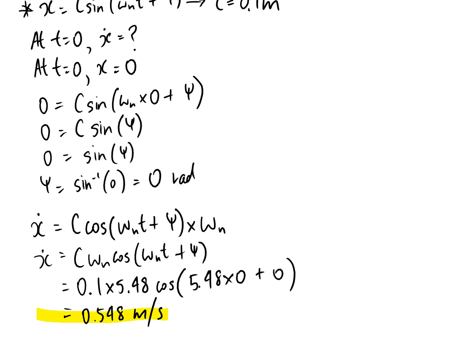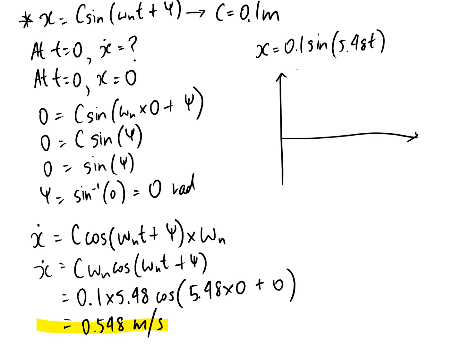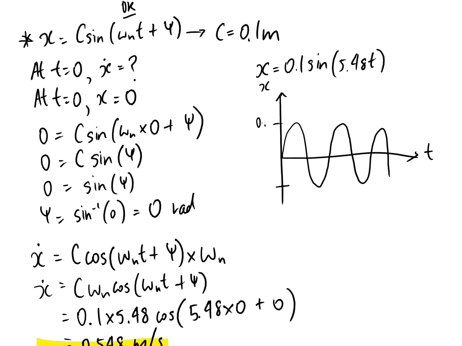So if you were to plot it, for example, your x as a function of time, this equation here, you'd get 0.1 sine of 5.48 t, which is just going to be a perfect sine wave, something like this. Bouncing between 0.1 and negative 0.1 in meters.